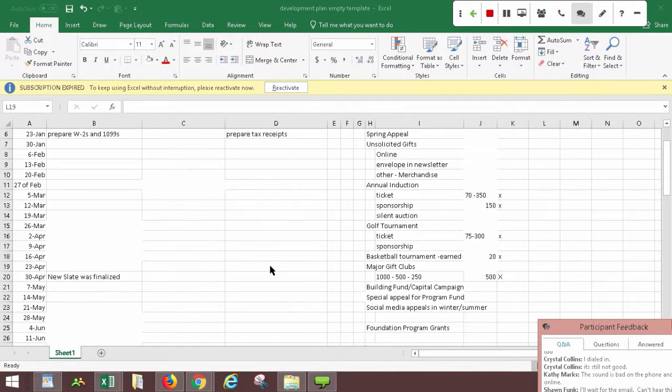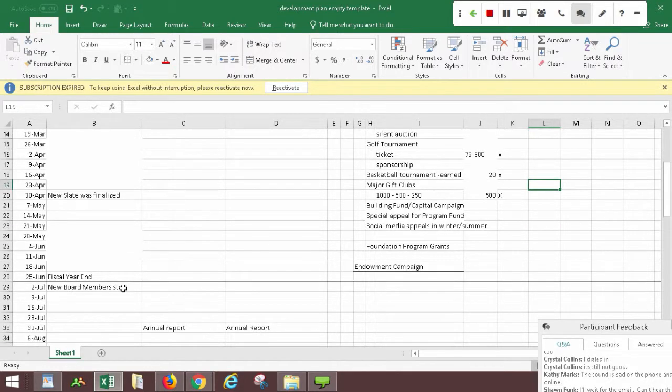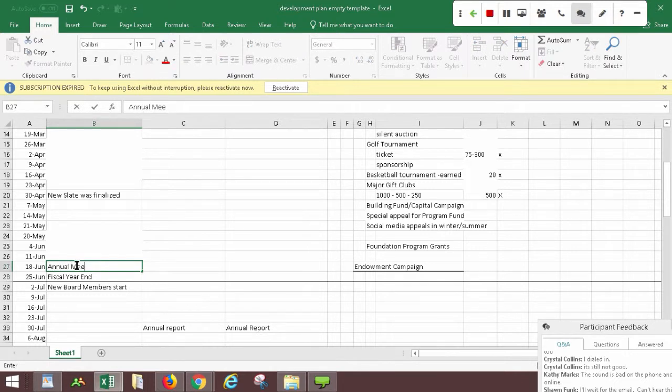So the next question I'd like to ask is, if you are recruiting new board members to start on the first of a new year, I assume you've got some sort of annual meeting. Typically anybody who is having new board members start July 1st has some sort of annual meeting in the middle of June.